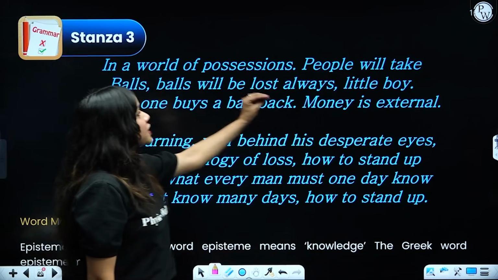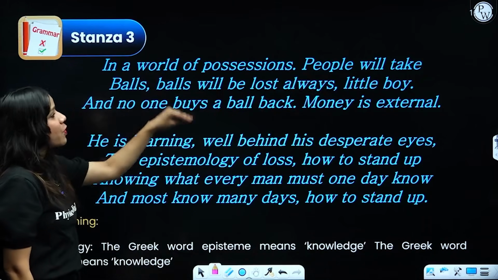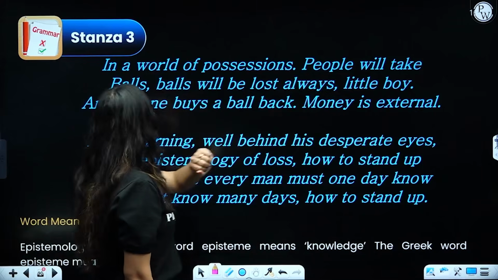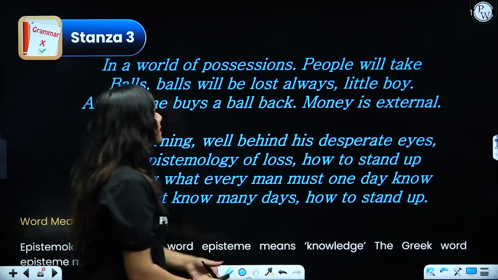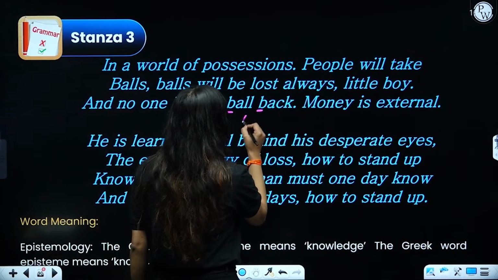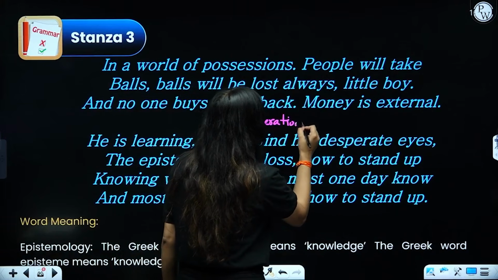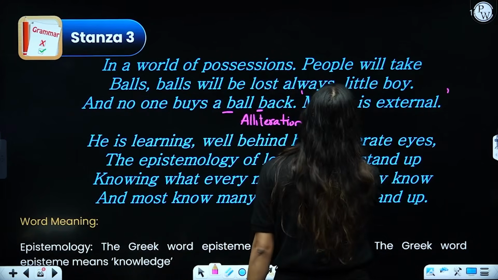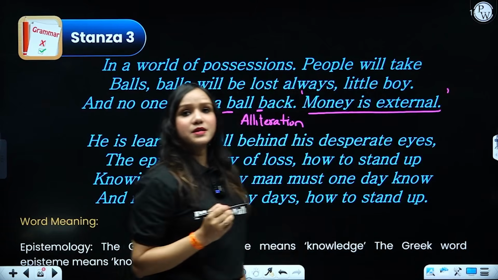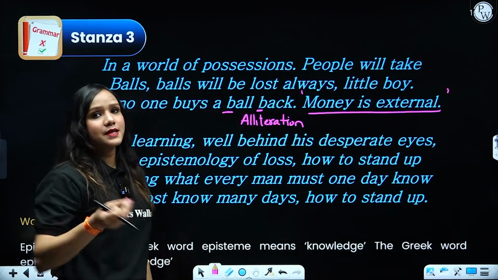In a world full of possessions, people will take, balls will be lost always, little boy, and no one buys a ball back. Again, this is an example of alliteration. First of all, let me make it very clear to you. Money is external, very, very important. Money cannot buy happiness. It can just buy you things, but not the sense of belongingness.